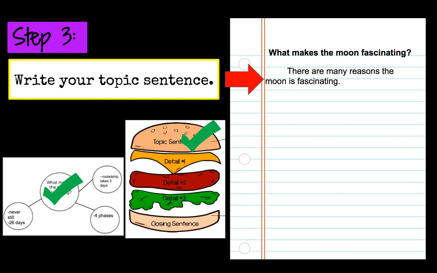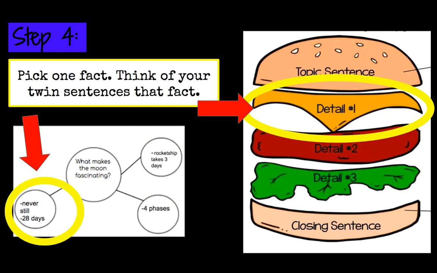Now I can pick any fact from my graphic organizer. Let's start with the moon is never still and how it takes 28 days to go around the earth. What could I write about that? Oh, I know, maybe I'll say one reason the moon is fascinating is because it never stays still. It takes 28 days to go completely around the earth. Did you notice how I wrote a twin sentence about what makes the moon fascinating?